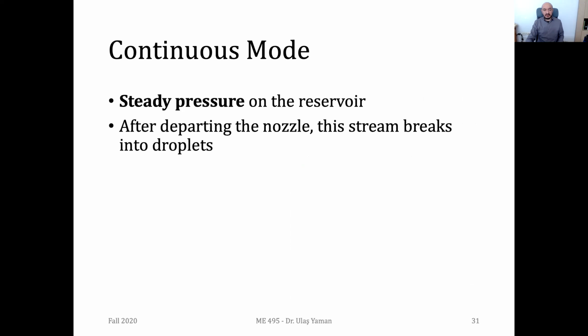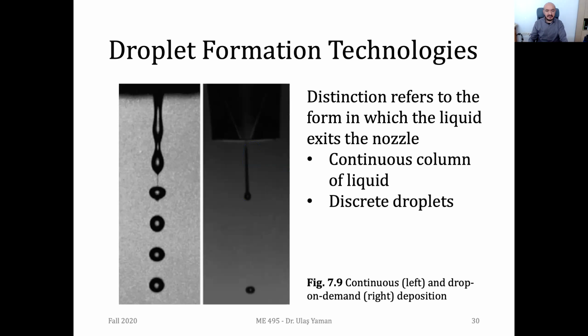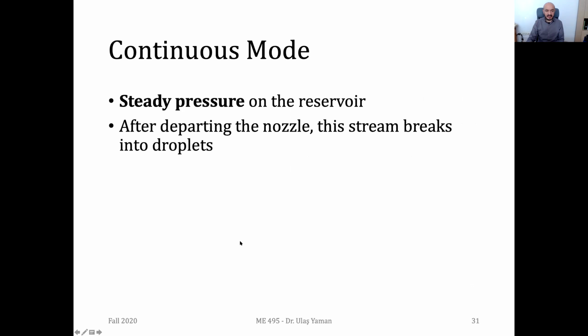Now let's focus on the continuous mode first. In the continuous mode case, we need to have a steady pressure on the reservoir. On the upside, assume that this is a continuous liquid form, so we need to have a constant pressure on top of this region. With the help of it, we can always generate such a continuous column of liquids. But for the discrete one, obviously, we don't need to have a constant pressure. In the discrete one, we will sometimes increase the pressure, and with the help of it, a drop will be generated, and then decrease it once again.